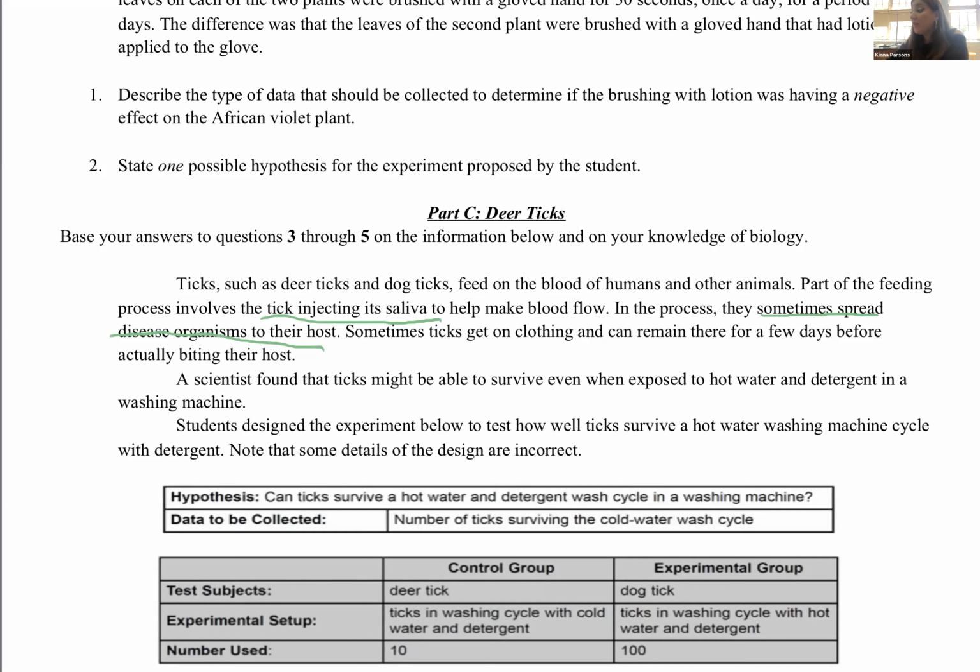Sometimes ticks get on clothing and can remain there for days before actually biting their host. A scientist found that ticks might be able to survive even when exposed to hot water and detergent in a washing machine. So the ticks could stay on your clothes and live after going through the wash. Students designed an experiment below to test how well ticks survive a hot water washing machine cycle with detergent. Note that some of the details of the design are incorrect.